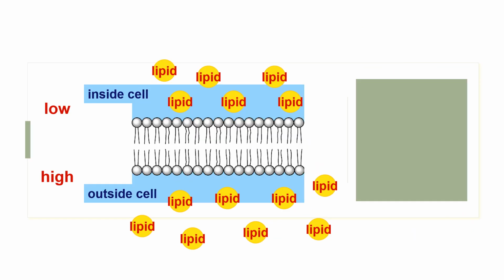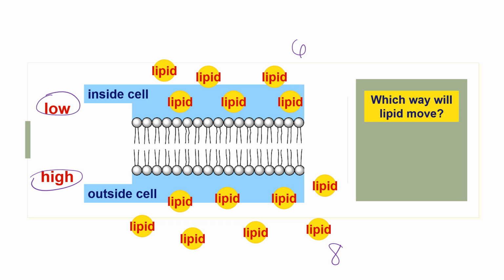So let's look at an example here. If I have 6 molecules of a lipid on the inside of my cell, and 8 molecules of a lipid on the outside of my cell, I have the high concentration on the outside and the low concentration on the inside. So which way will these lipids move across the membrane? Will they move inside the cell? Will they move outside the cell? And why do they do that kind of movement, and what is that process called?